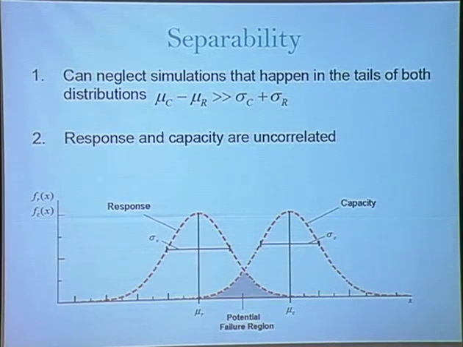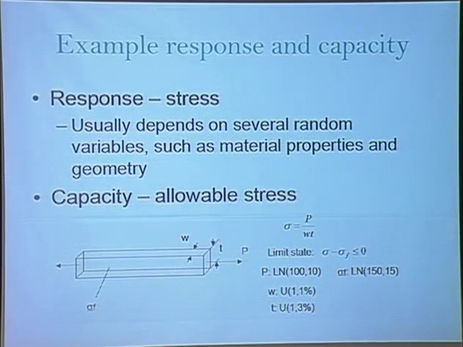Okay, so just so we fix this, something that I mentioned before: the response could be stress. I put the capacity as allowable stress, and I tend to lapse into this error. It should be failure stress. Allowable is something that you use in design, and with a long tradition of working with deterministic methods, I still lapse occasionally into calling the failure stress the allowable stress.